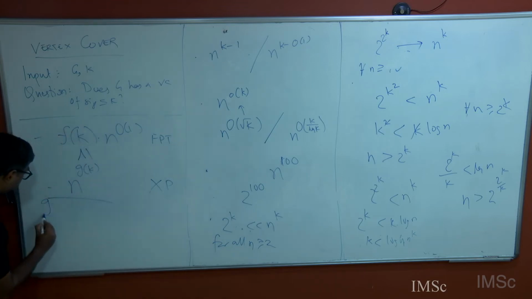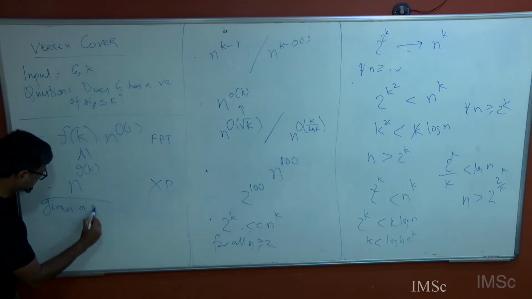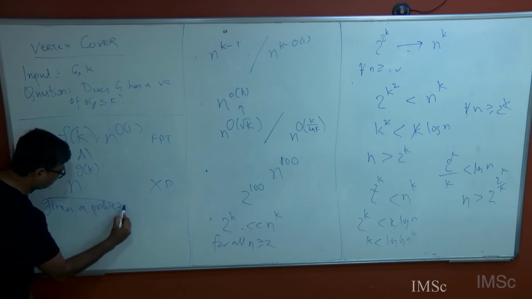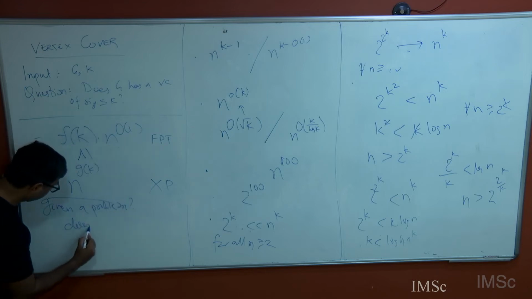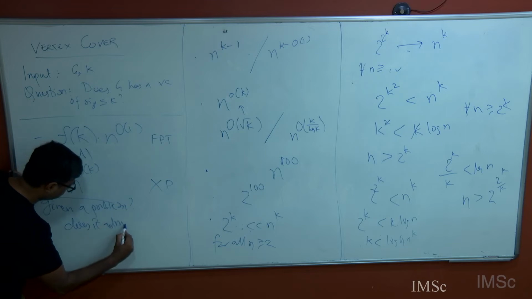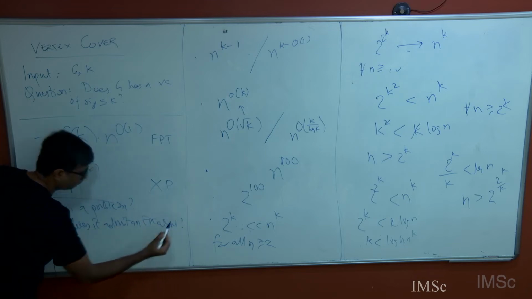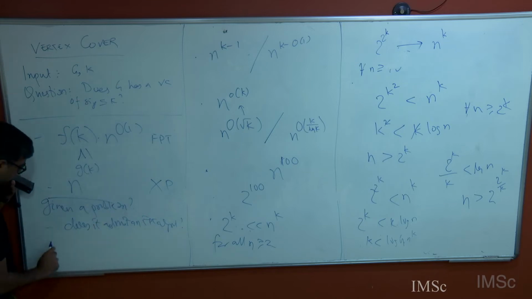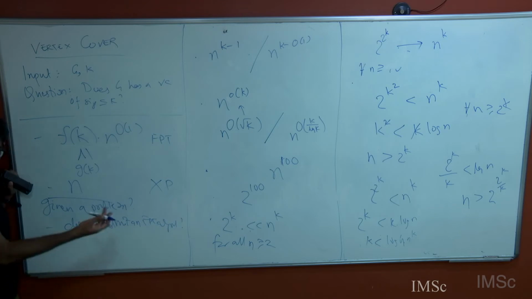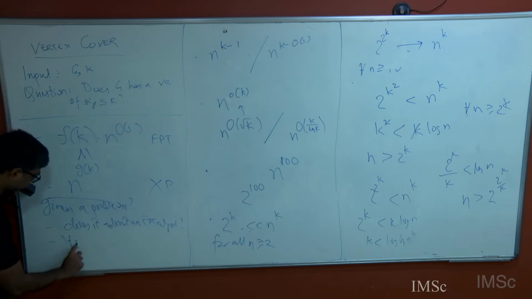Given a problem, what is the question we ask? Does it admit an FPT algorithm? That's the first question. If not, how do we show this?